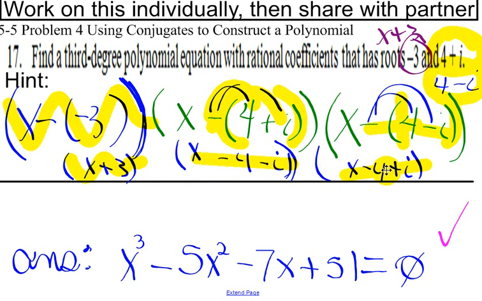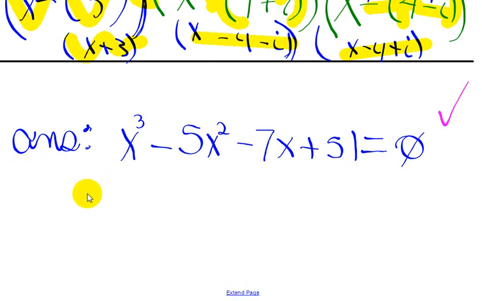Now when you multiply this all out and you multiply it all together, you're just going to have to do it one at a time. It doesn't matter what order. I always just go down the line. I always do the first 2, and then whatever that is, then I do that. So it's up to you how you want to do it, but in the end, when you finish distributing everything and combining all your like terms, this is your answer. x cubed minus 5x squared minus 7x plus 51 equals 0.